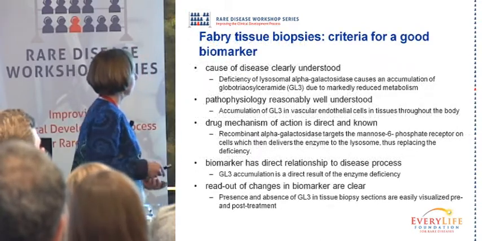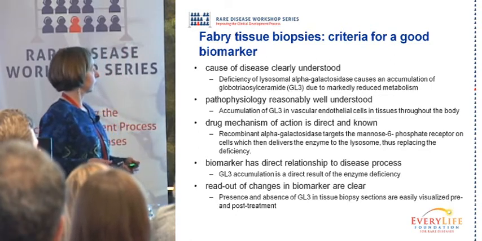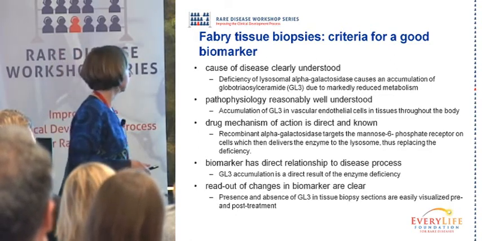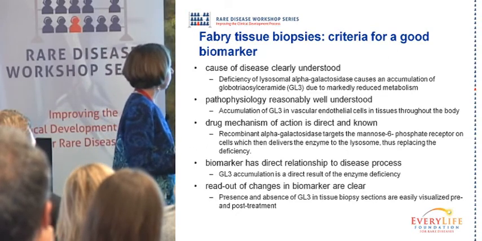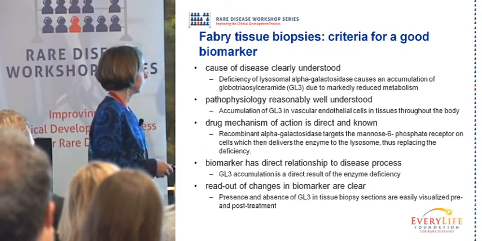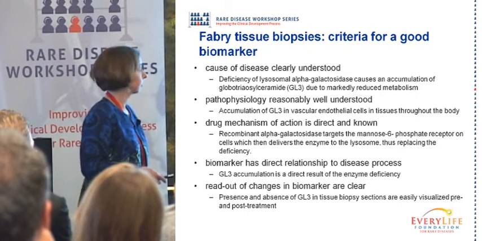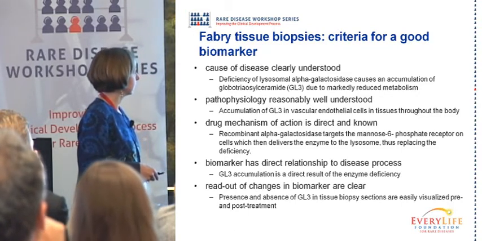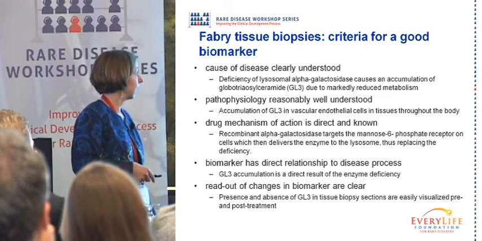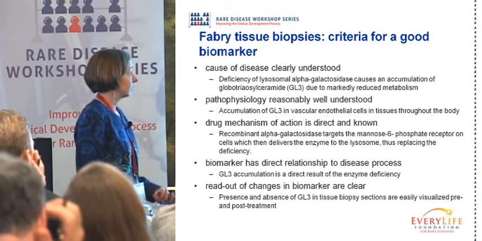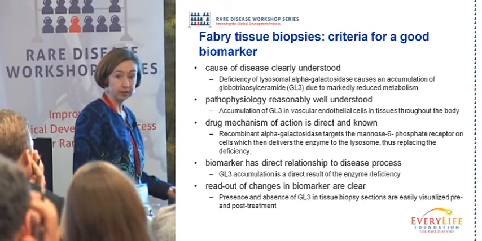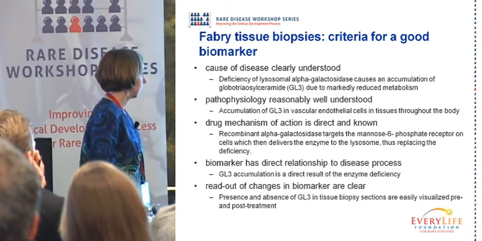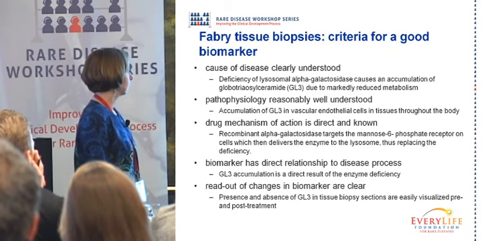So I thought I'd go over some of Emil's criteria for a good biomarker and relate that to Fabry tissue biopsies. Well, the cause of the disease in Fabry is clearly understood. I think that's quite true. We know that the deficiency of alpha-galactosidase A causes an accumulation of the GL3 due to its direct, markedly reduced metabolism. The pathophysiology is reasonably well understood.